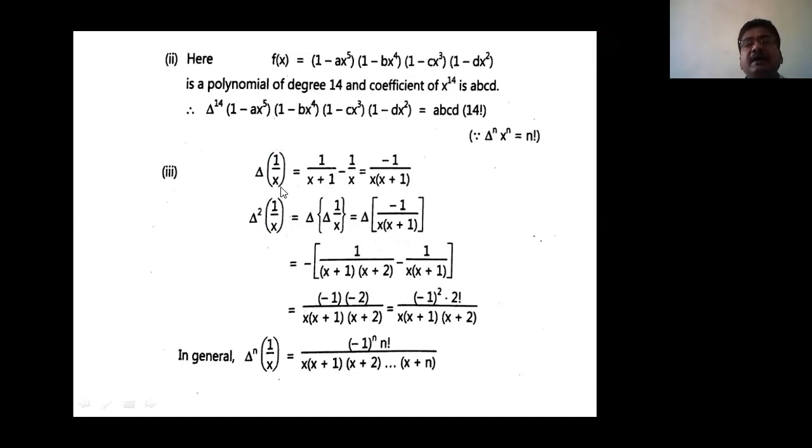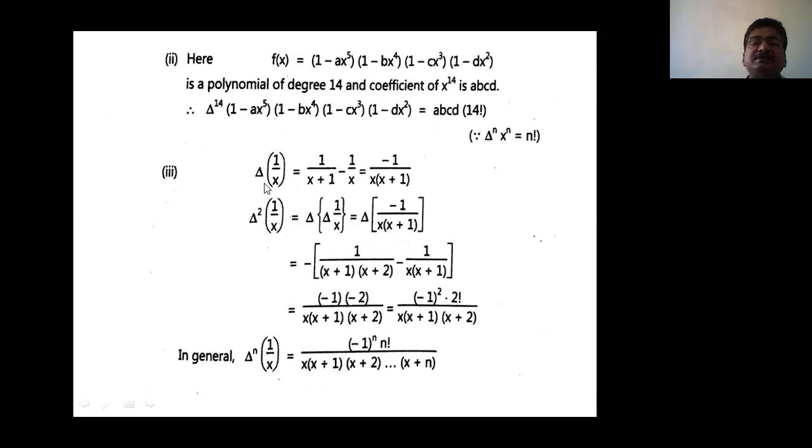What is delta of 1 by x? It is 1 by x plus 1 minus 1 by x, like h is equal to 1. So what is delta f(x)? It is f of x plus h minus f(x). But h is 1, so how can we find f of x plus h? Replace x by x plus h. Here h is 1, therefore replace x by x plus 1.